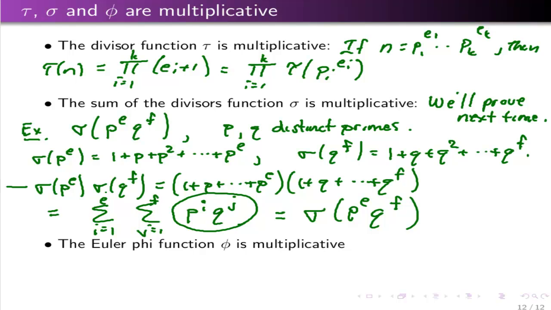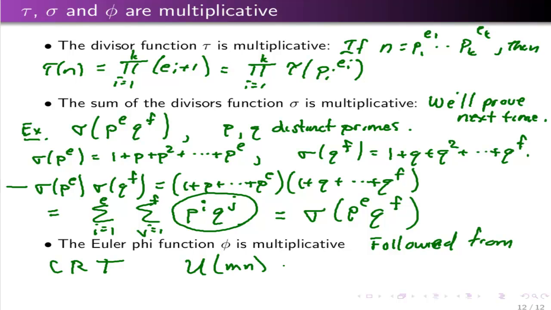And then earlier we saw that the Euler-Phi function was multiplicative. That followed from the Chinese remainder theorem, CRT, and the fact that the group of units mod mn was isomorphic to the group of units. Well, I think we were using G, weren't we? The group of units mod mn is the same as the group of units mod m cross the group of units mod n.